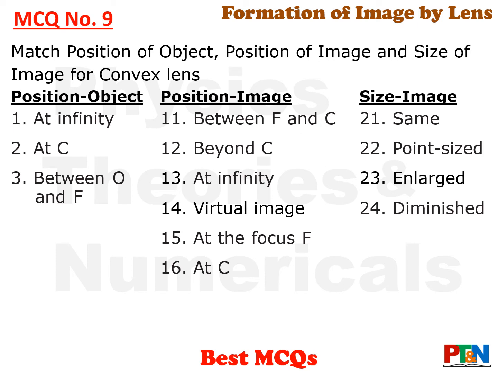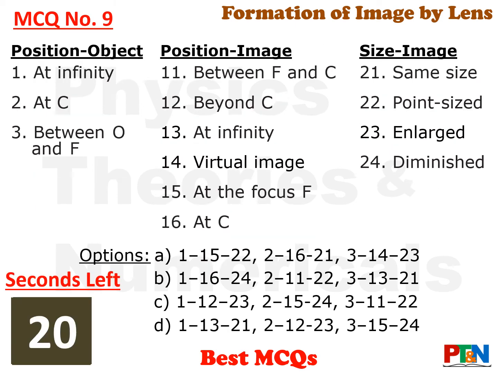Next MCQ. Here 3 positions of the object has been given for a convex lens. You need to find out the position of the image and size of the image from the 2 columns. In the first column, the position of the objects have been given. So you need to basically select from the options given. You have got 20 seconds time. Your timer starts now. If you require more time, do take your time, pause the video, find out your option, then come back to the video.